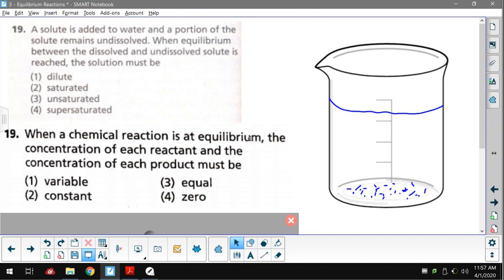When a chemical reaction is at equilibrium, the concentration of each reactant and the concentration of each product must be constant. That means the concentration of the reactant and the concentration of the products are not changing. Doesn't say they're equal. They're not equal, all right, but they're not changing. They're constant.